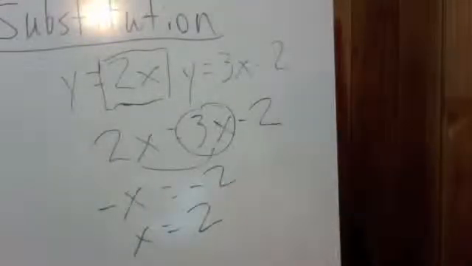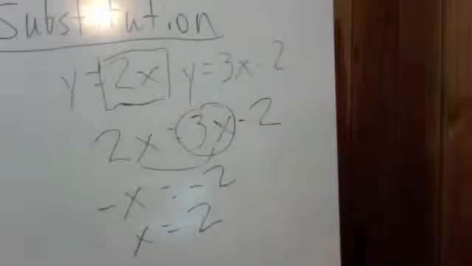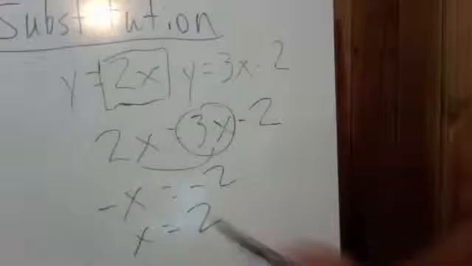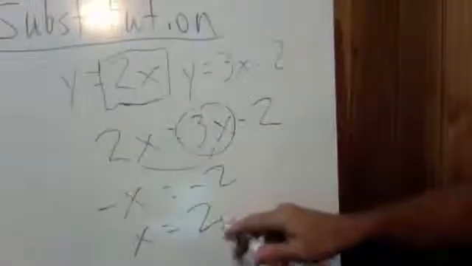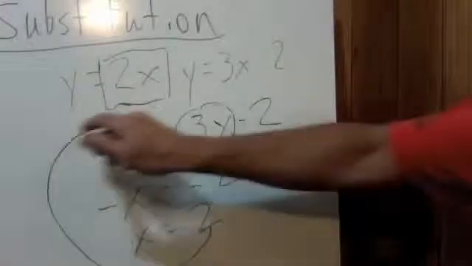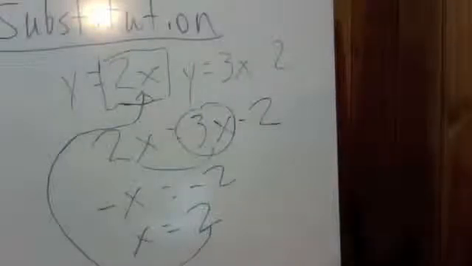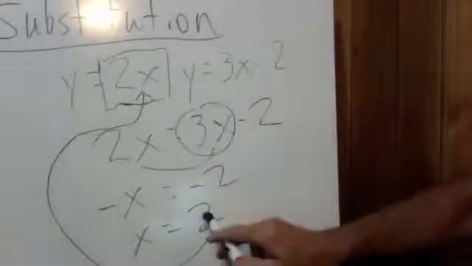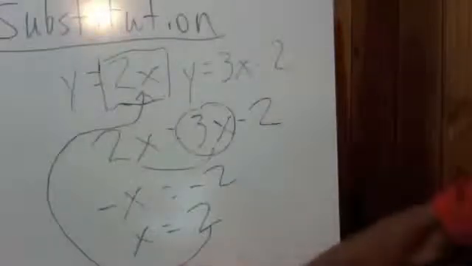Well, now I'm halfway home. Originally I wanted an x and a y. Well, now I have an x. And once I have this x, I can simply go back to either one and substitute it in there. But do you see it's going to be an easier form if I go back to the original substitution one. Now, if x is 2, then 2 times 2, y is going to be 4.